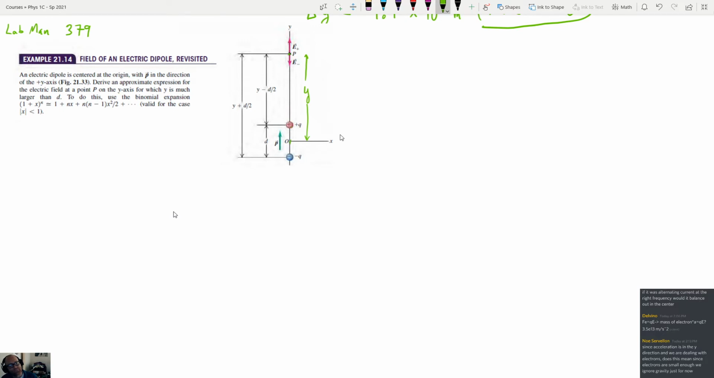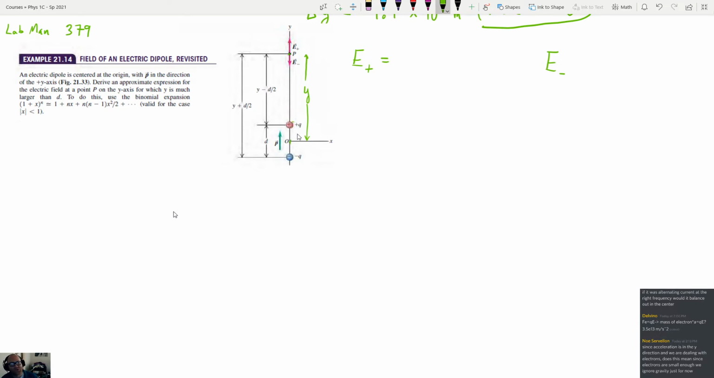Okay, so to do that, we've already got the direction of the electric field vectors written on here. In case you don't remember, there's a positive charge here. At the point P, there's going to be an electric field pointing away from that point, E+. And then for the negative charge, the electric field at point P will point towards that. So we're going to have two expressions, one for E+, and then one for E-. And of course, we'll just add them together.